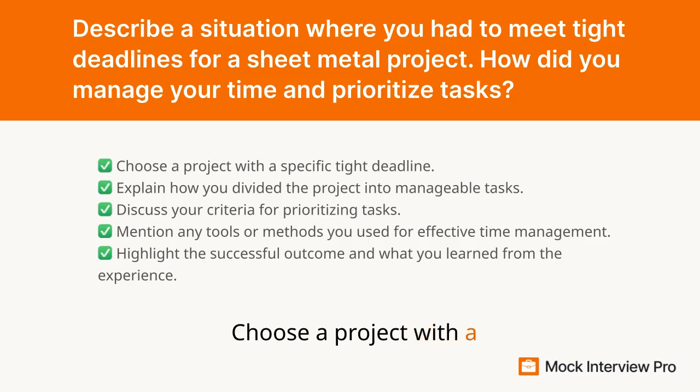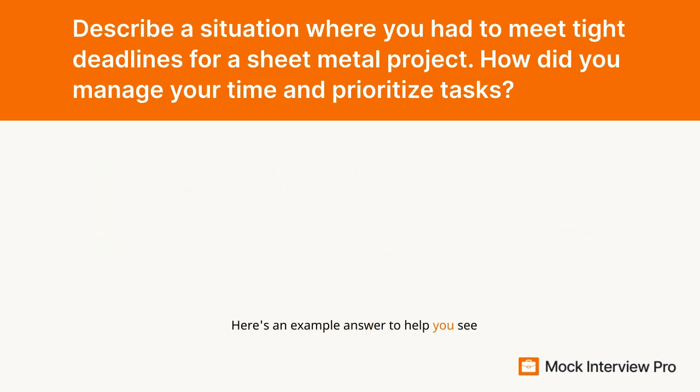Choose a project with a specific tight deadline. Explain how you divided the project into manageable tasks. Discuss your criteria for prioritizing tasks. Mention any tools or methods you used for effective time management. Highlight the successful outcome and what you learned from the experience. Here's an example answer to help you see how these elements come together.